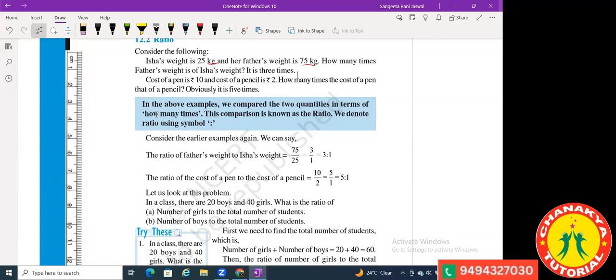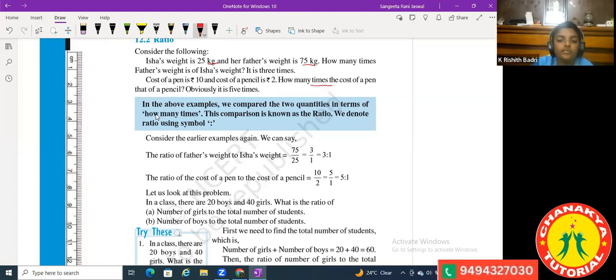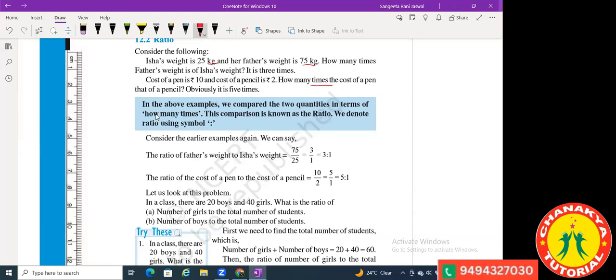The ratio of the cost of a pen to the cost of a pencil. The cost of a pen is ₹10. Cost of the pencil is ₹2. How many times? Again, it's saying times, that means it is a ratio by division. Whenever the word times is written, it's a ratio by division. Ratio itself means comparison by division. So that's 10 by 2, which is equal to 5:1.